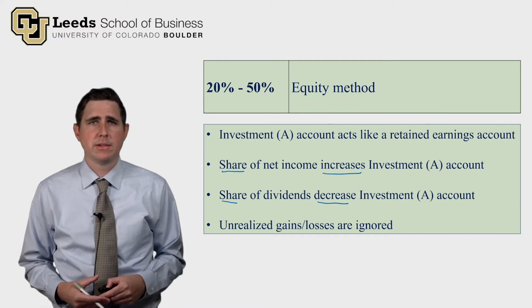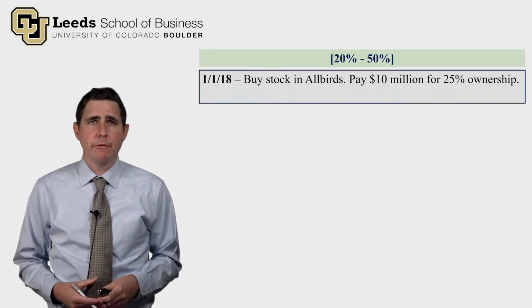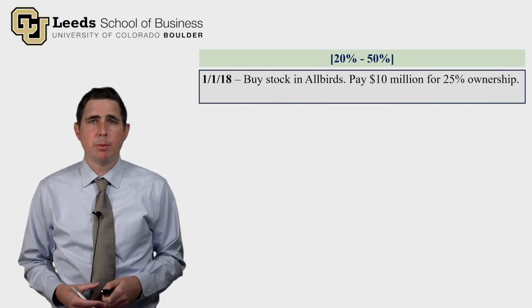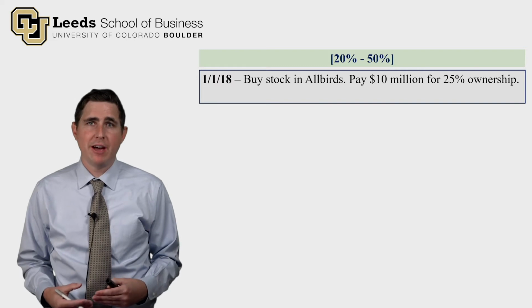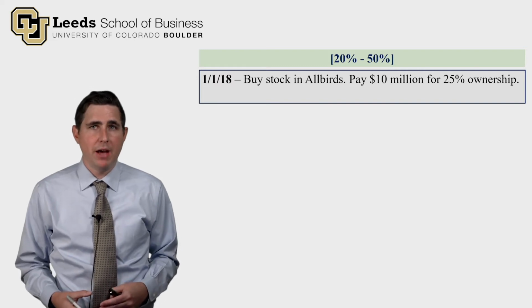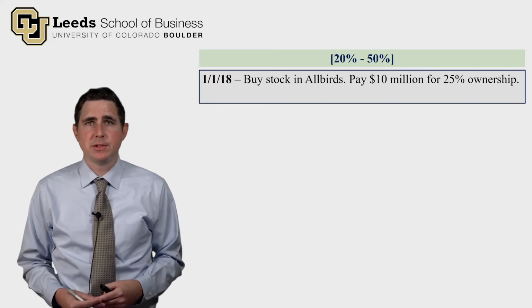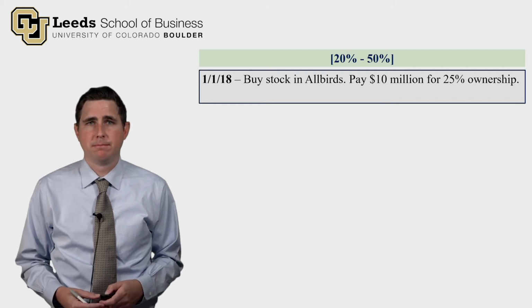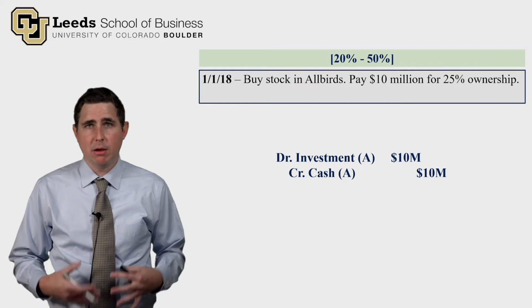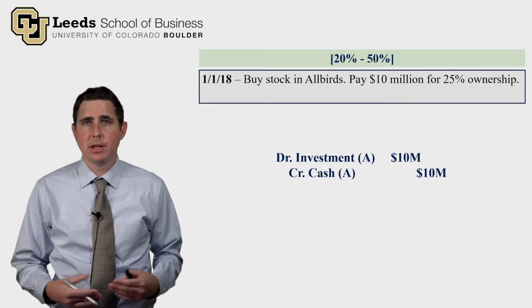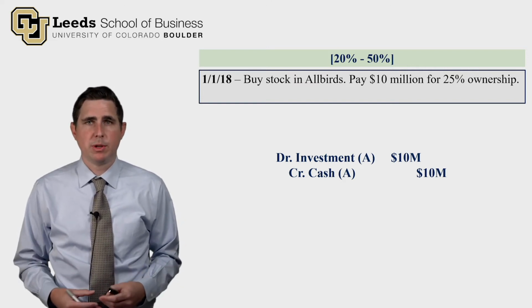So let's go through the example. January 1st, 2018, we buy stock in Allbirds. We're paying that same $10 million, but this time we get 25% ownership. 25% is between 20 and 50%, so we'll use the equity method. Here's the journal entry. It's the same as before. Debit the investment account, establishing the investment for $10 million, and credit cash because we're paying cash.